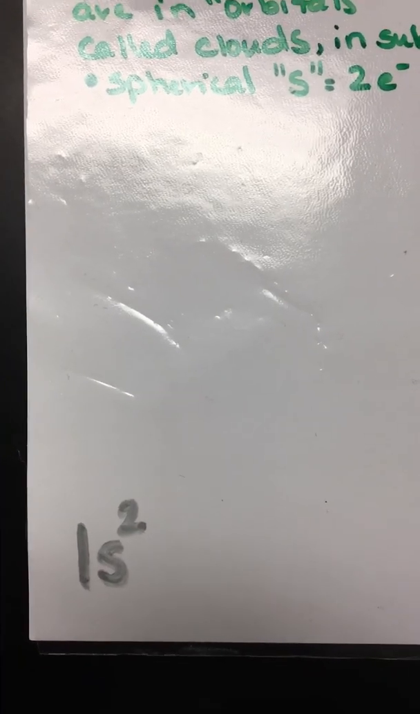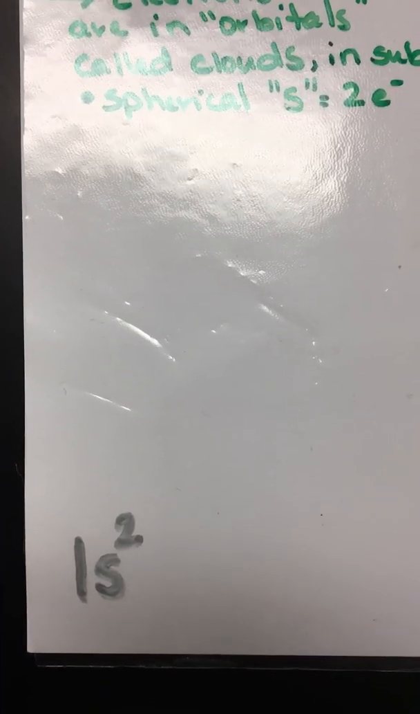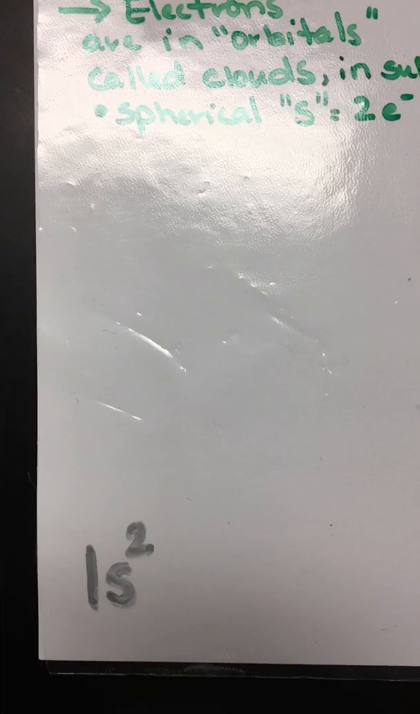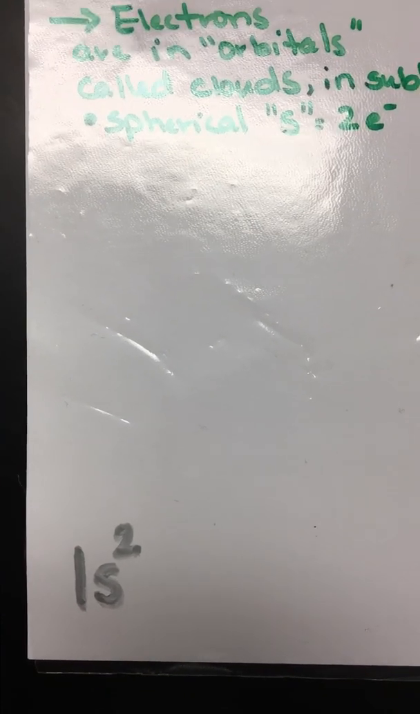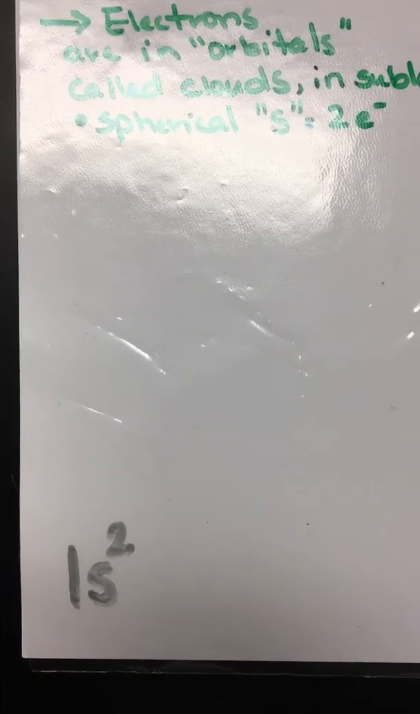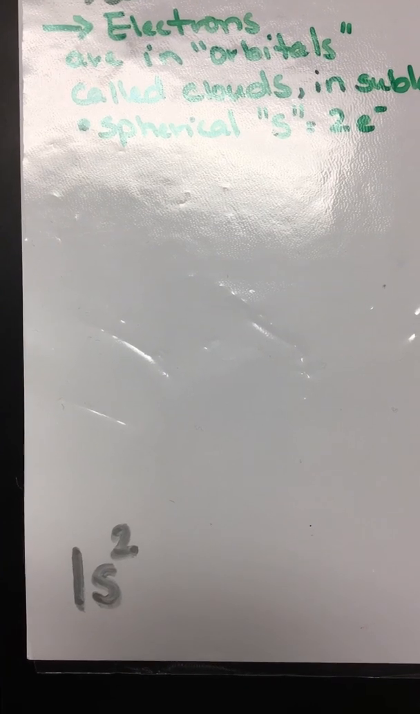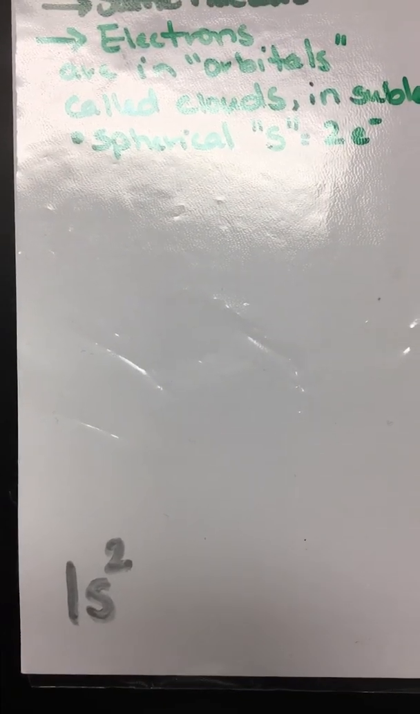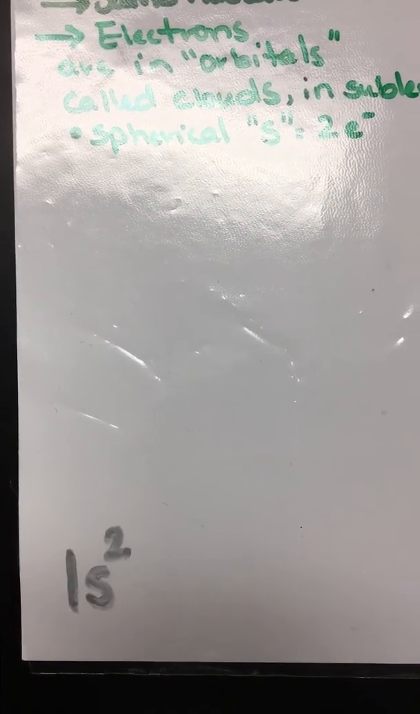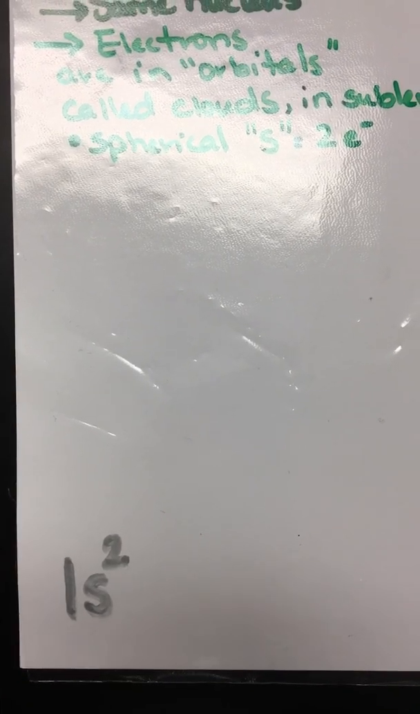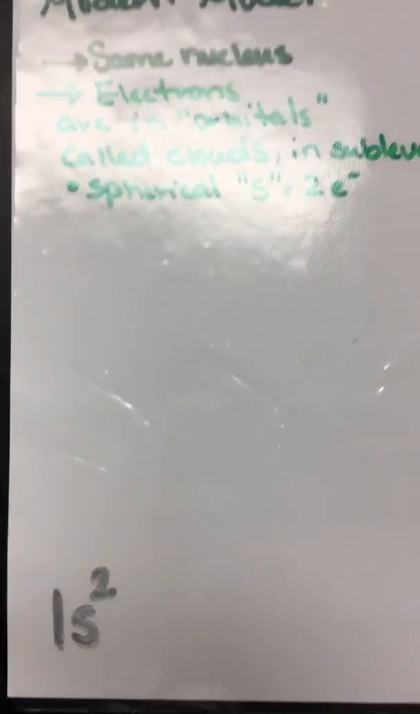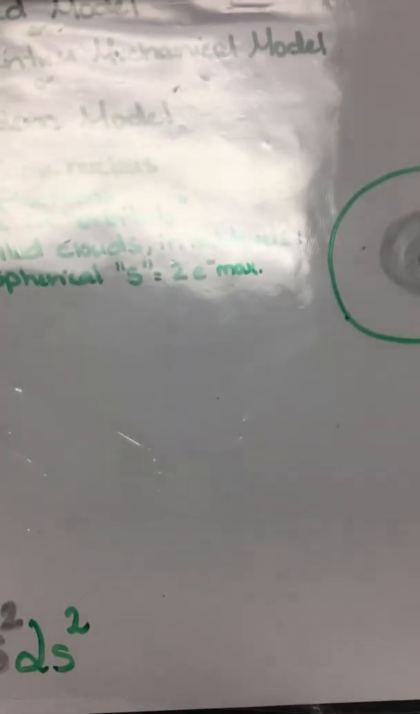So the 1 is the principal quantum number, or you would know it as the energy level. The s is the sublevel. And since this sublevel only has 1 orbital, which is a spherical orbital, we just show how many electrons there are in that orbital as 2, and we're finished with that sublevel. So the first sublevel only has 1 orbital, and it is spherically shaped.